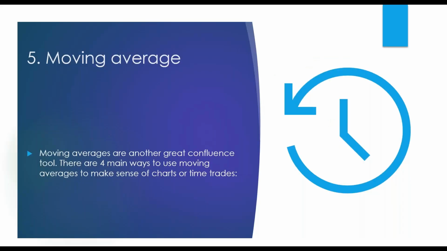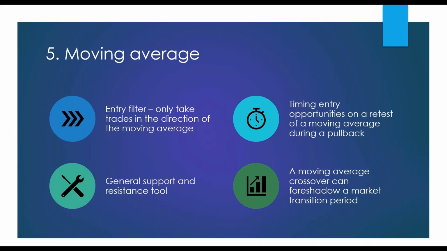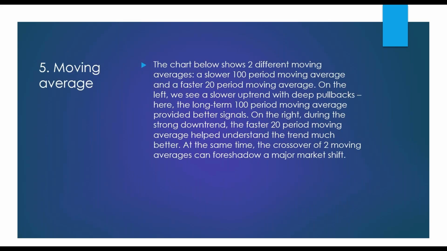And then moving averages. Moving averages are another great confluence tool. There are 4 main ways to use moving averages to make sense of charts and times. We have entry filters, what we call a lot of times green light, red light. You would only take a long trade above a moving average and a short trade below a moving average. We can also use it as a support and resistance tool. We can also use it to time our entry points. And a moving average crossover can foreshadow a market transition period.